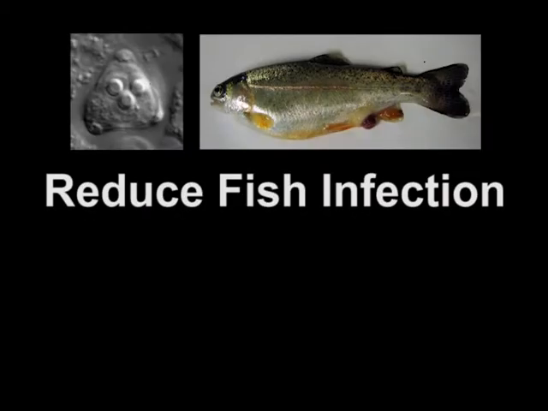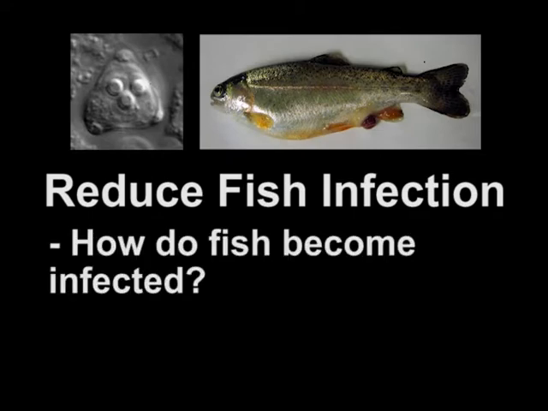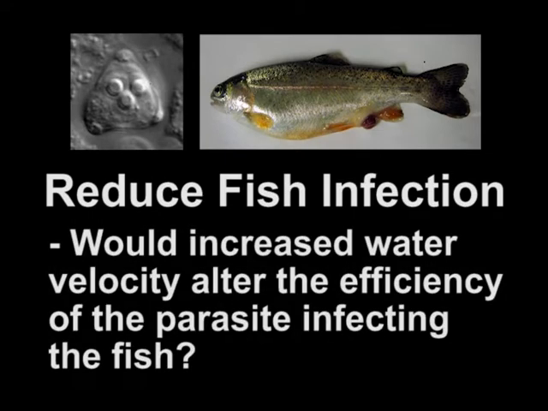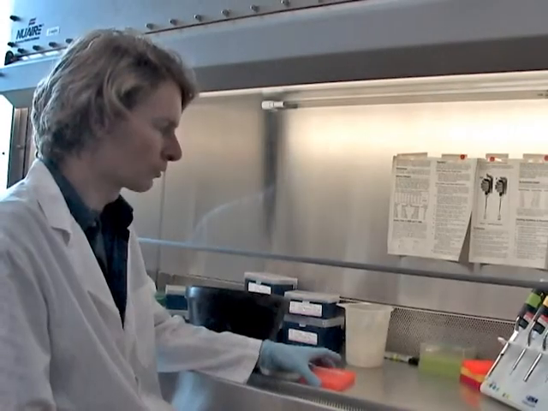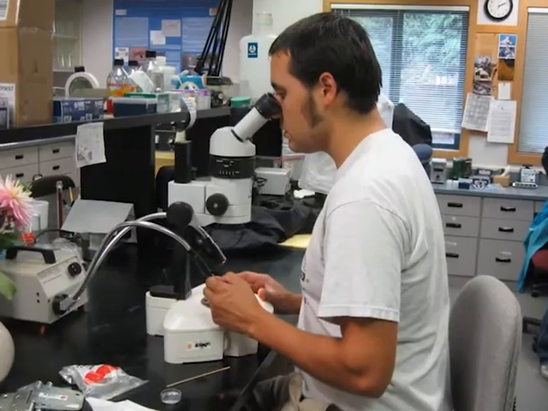For actions that would affect infection of the fish, our questions were: how do fish become infected, and would increased water velocity alter the efficiency of the parasite infecting the fish? My laboratory's been working on this problem in the Klamath River since about 2002. First learning where the parasite existed in the river, and then trying to piece together why it's so abundant in certain areas of the Klamath River and whether or not there's anything we can do about it.